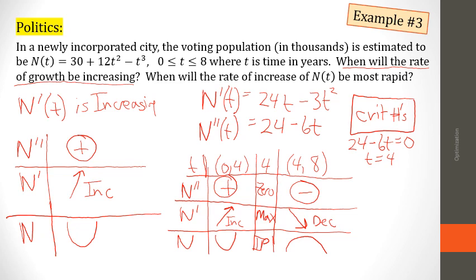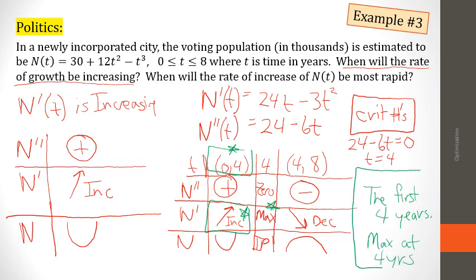So when will the rate of growth be increasing? The first 4 years, you are increasing. Okay, so we're talking about these two, first 4 years. And when will the rate of increase be most rapid? It occurs at a max at 4 years. Now, what if it had said, what is the max? Then you would plug 4 back into the original equation, but it did not ask us that. So we're good.